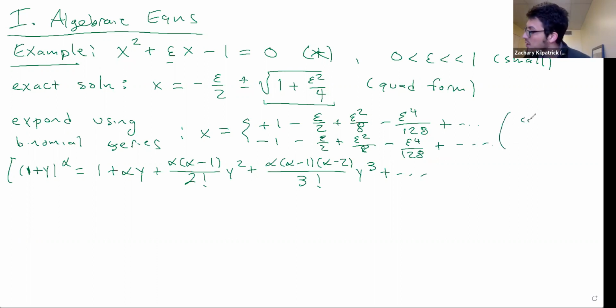And this will converge if epsilon is less than 2, where it has absolute value less than 2. But we said it was positive, so we just need epsilon less than 2, right? But we said it was small, so it should always converge for the range that we would be considering. You just want to make sure epsilon isn't growing faster than the denominator of the terms that appear in this power series.